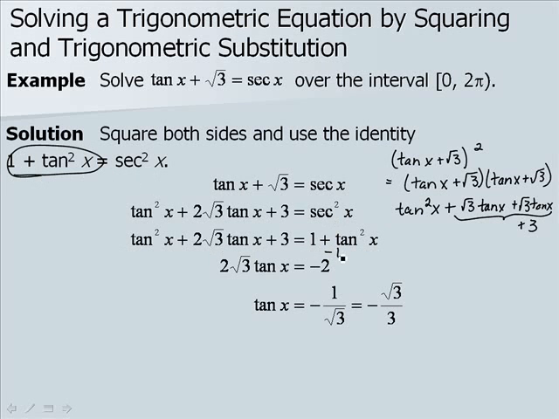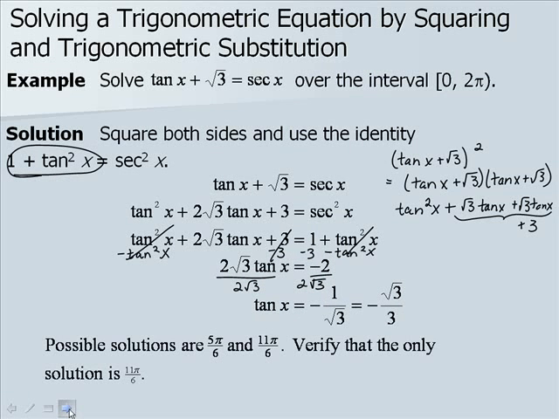And what we do is we'll subtract the tangent squared of x from both sides to eliminate it here. And then we'll subtract 3 to get negative 2 on this side. Now we'll simply divide by 2 square root of 3, and we end up with tangent of x is equal to negative 1 over square root of 3, or when we rationalize it, negative square root of 3 over 3. So our possible solutions are 5 pi over 6 and 11 pi over 6.